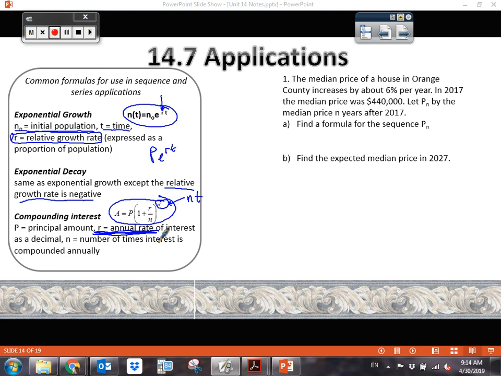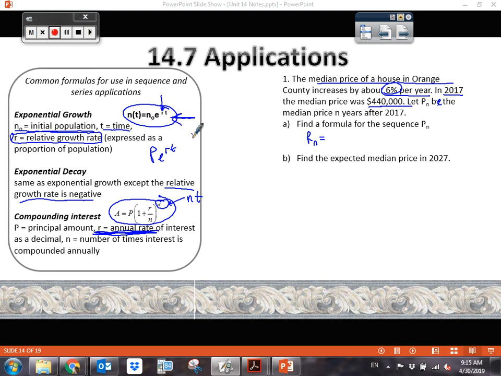The median price of a house in Orange County increases by about 6% per year. In 2017, the median price was $440,000. Let P sub n be the median price n years after 2017. They want us to find a formula, and they changed the variable on us. Instead of using N, they're wanting us to use P. So P sub n equals, we're using this formula right here.